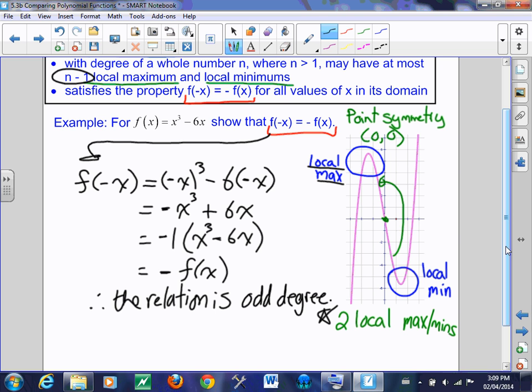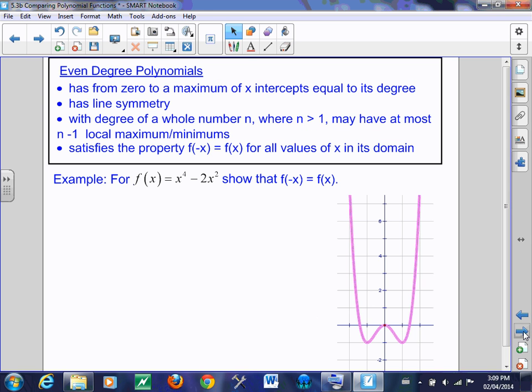All right. And again, that's degree, not order, guys. I don't want you to get confused. All right. Let's flip and take a look at the even degrees. Okay. So for even degrees, again, you can have a maximum number of intercepts equal to its degree.